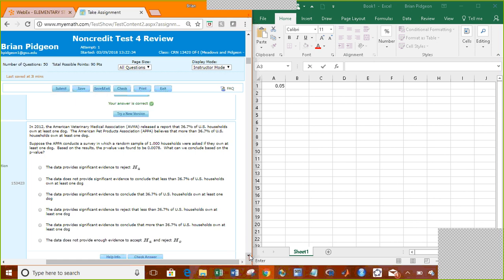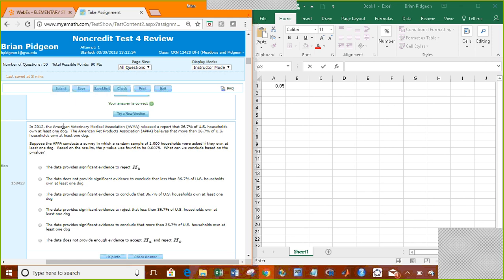Alright. 2012, okay, we have to read this. Really, all we're looking for is, based on the p-value, 0.0078, what can we conclude? Well, whatever our hypotheses are, because our p-value is so low, we're going to reject that null hypothesis. So, now we have to go back and read.